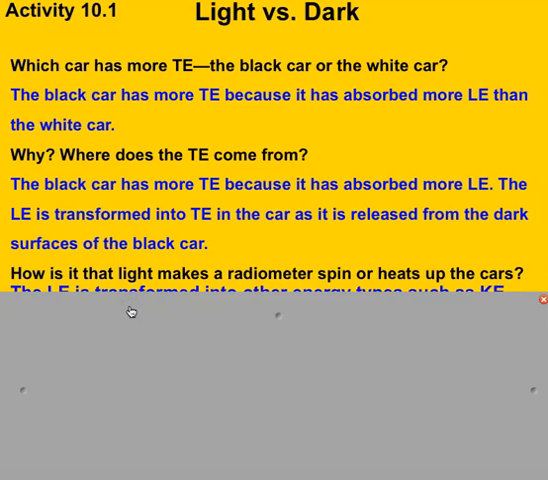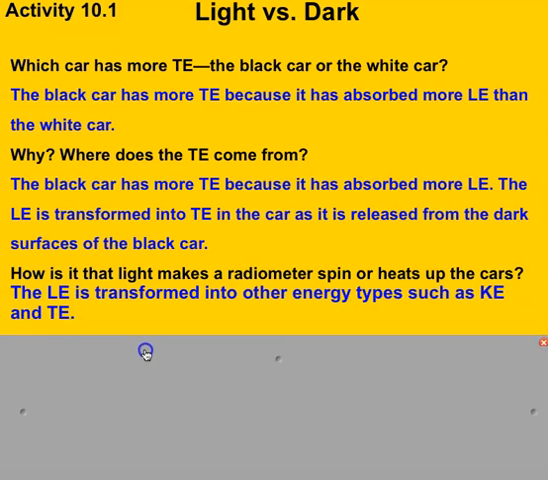So how is it that light makes a radiometer spin or heats up a car? If you remember, the radiometer was what we had in the beginning of the year. It looks like a light bulb, and when we shined a flashlight on one side of it, it would spin. How is it that light makes a radiometer spin or heats up a car? Could light be considered a type of energy? And that's what we're going to focus on today.